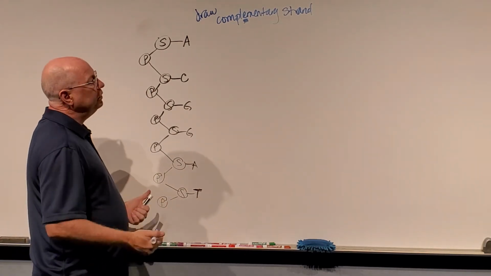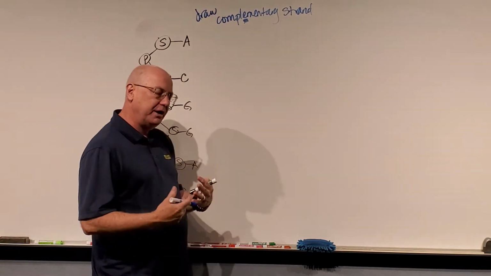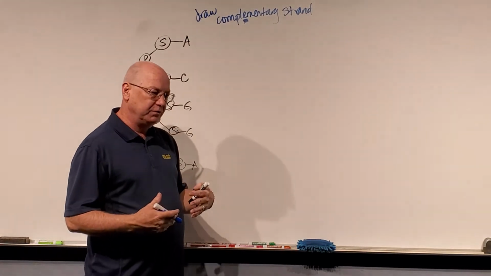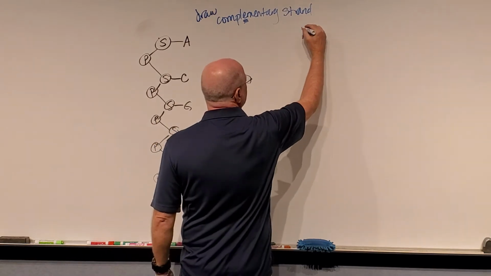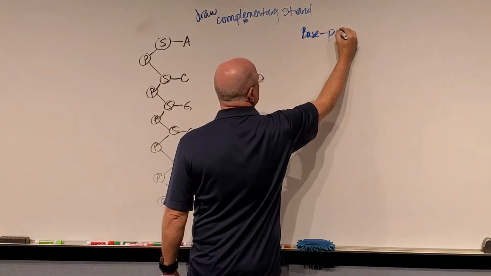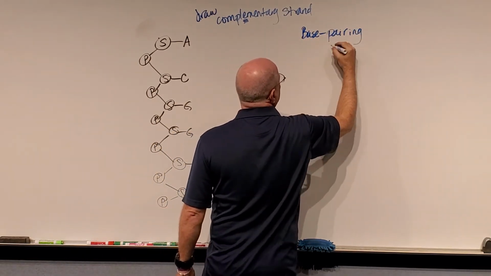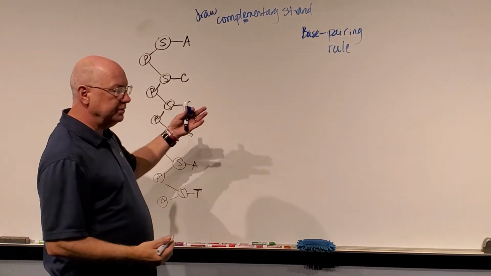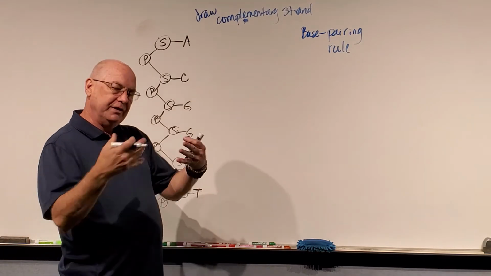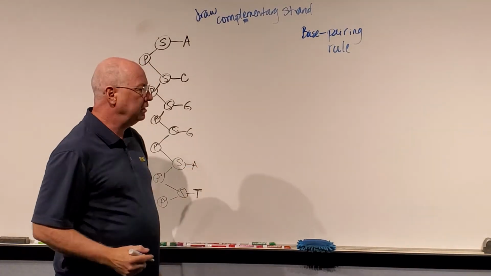Anyway, if I wanted to draw a complementary strand, there was a guy named Erwin Chargaff that figured out what they call Chargaff's rules of base pairing, or we're just simply going to call it the base pairing rule. And the base pairing rule is based on the three-dimensional arrangement of adenine, thymine, guanine, and cytosine, and how they can form hydrogen bonds with other molecules.